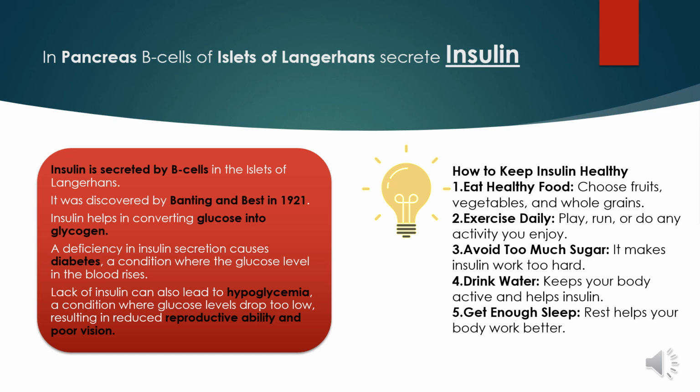Lack of insulin can also lead to hypoglycemia, a condition where glucose levels drop too low, resulting in reduced reproductive ability and poor vision. How to keep insulin healthy: eat healthy food. Choose fruits, vegetables, and whole grains.